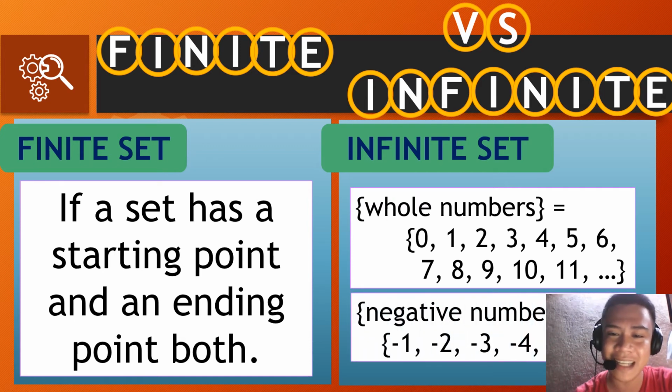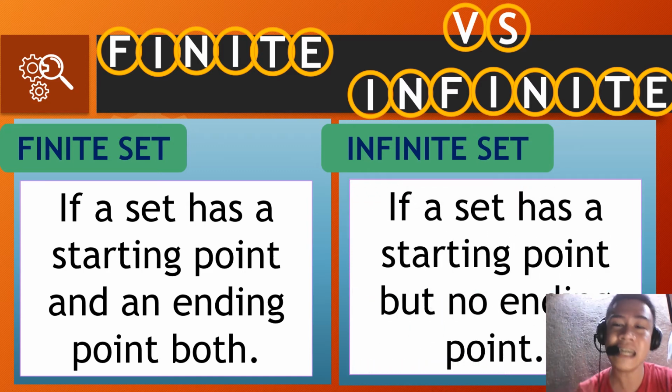Another example is negative numbers such as negative 1, negative 2, negative 3, negative 4, negative 5, and so on and so forth. Hindi pa po nadidiscover yung pinakamaliit na number sa balat ng lupa. Thus, negative numbers is also an example of infinite set. So what is an infinite set? If a set has a starting point but no ending point. Merong simula pero hindi alam kung ano ang katapusan. That is an infinite set.